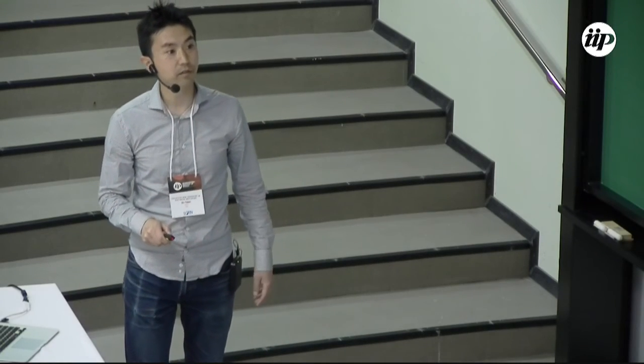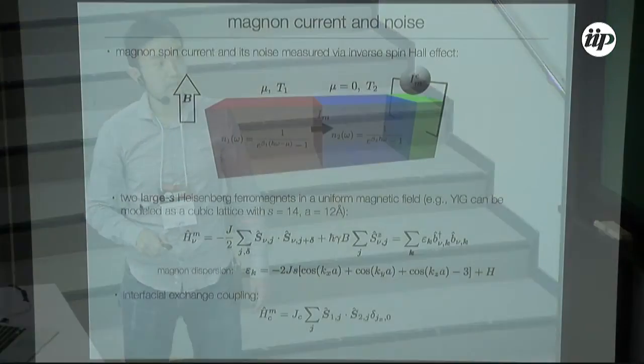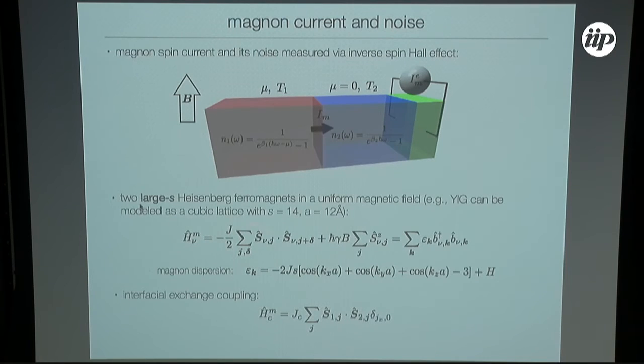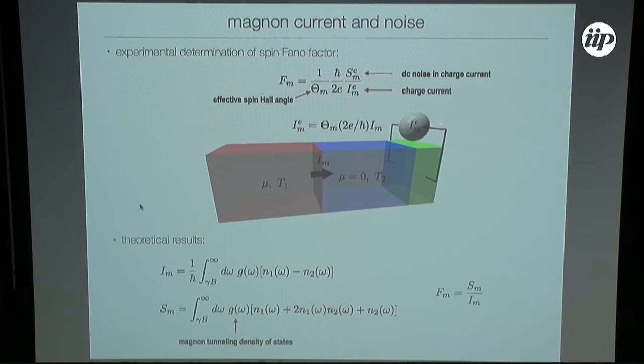So imagine that I consider, for concreteness, two large-S Heisenberg ferromagnets in a uniform magnetic field, and so the Hamiltonian can be written in this form. And for large S, you could basically model it as a non-interacting boson gas with a dispersion relation there for the magnons. And we write the usual interfacial exchange coupling between the two magnon baths. And let's calculate the current for this simple case.